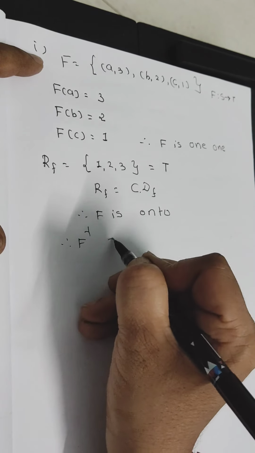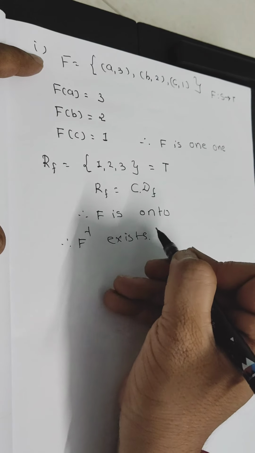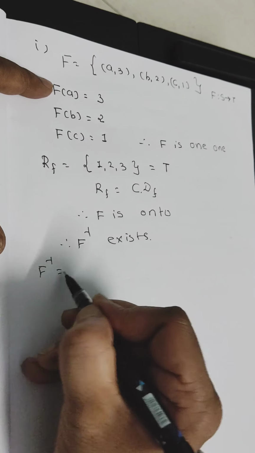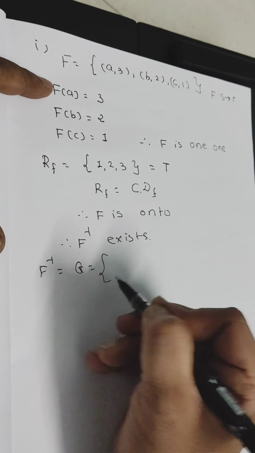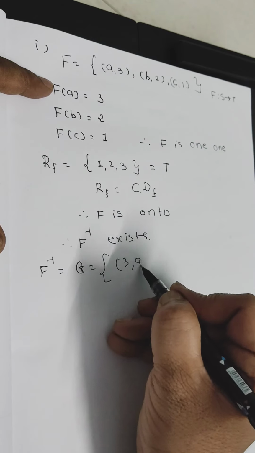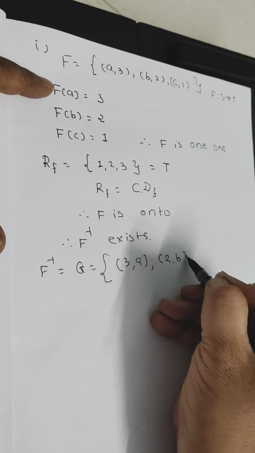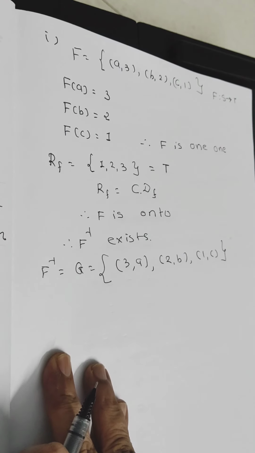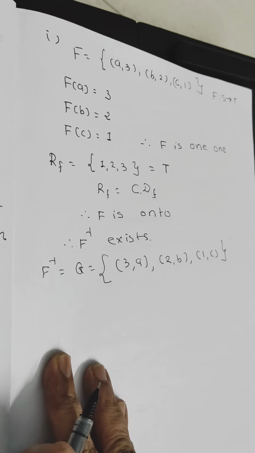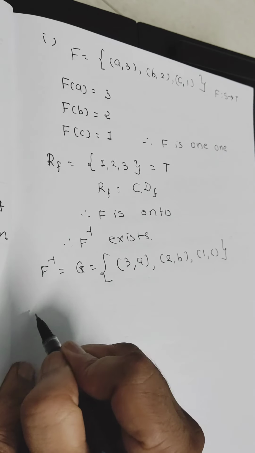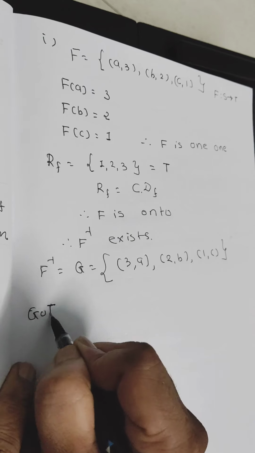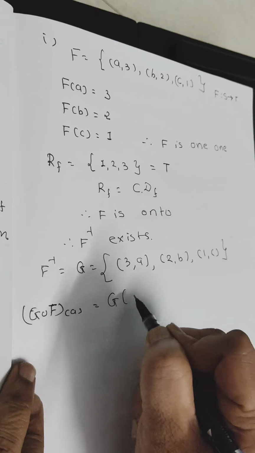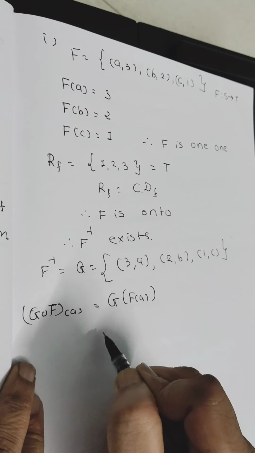So f inverse exists. Now f inverse is equal to g. I can write like this: 3 to a, 2 to b, 1 to c. But before that, I have to prove that fog and gof should be equal. So gof of a is equal to g of f of a.